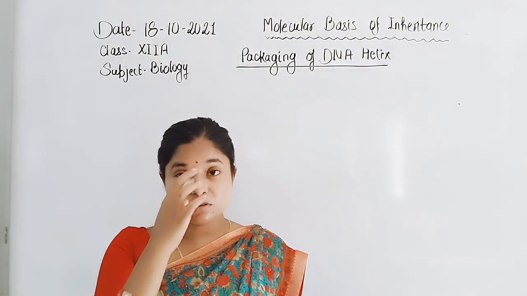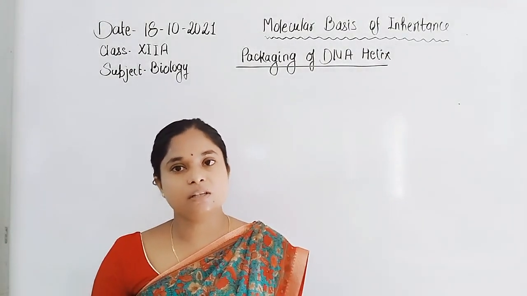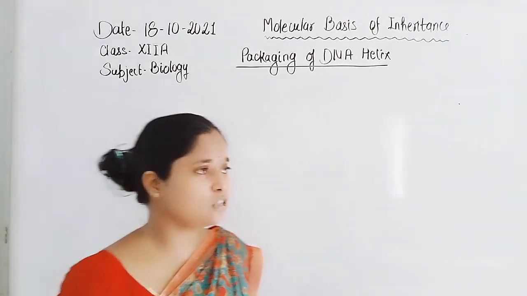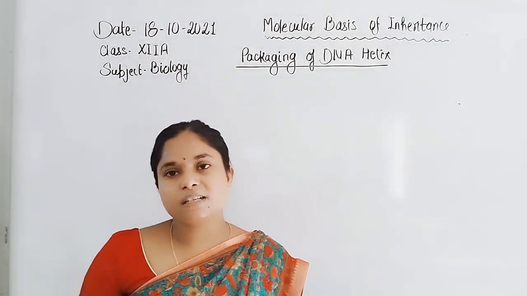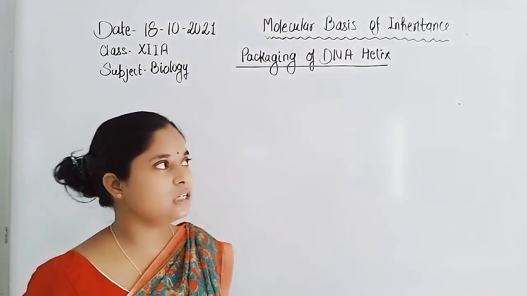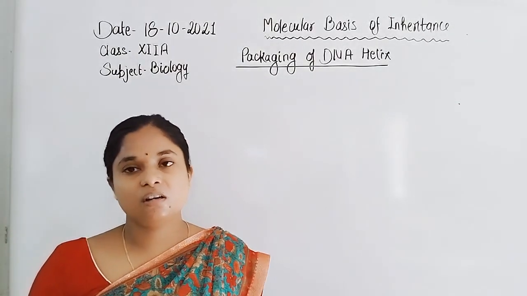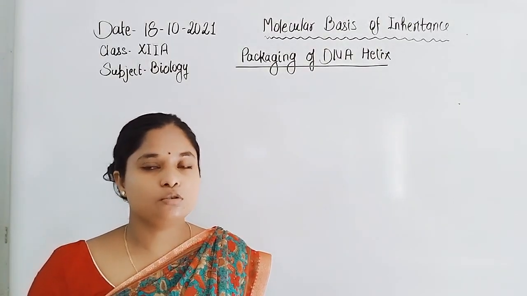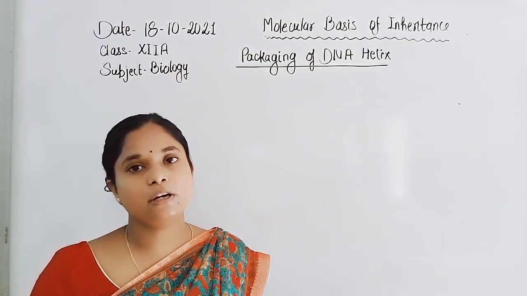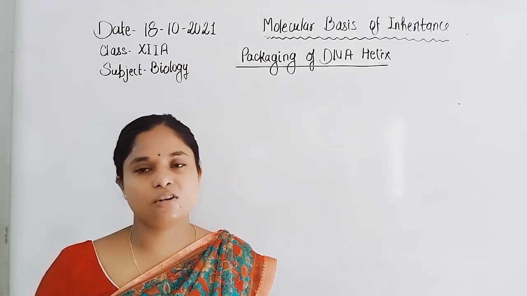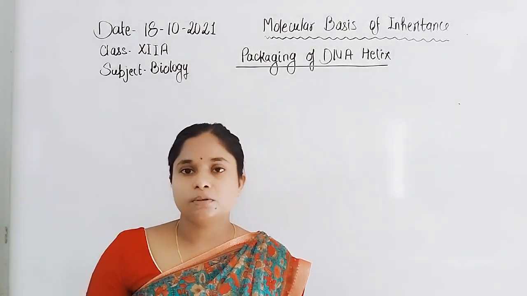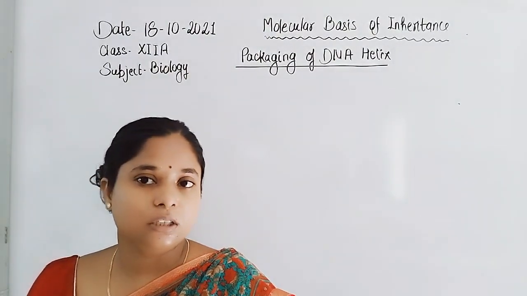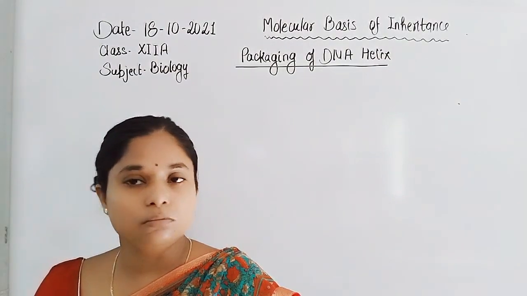In this class, I am going to start with another important topic of chapter Molecular Basis of Inheritance, and the topic is packaging of DNA. In the packaging of DNA, as we know, DNA is a double helical structure, and the diameter, or width, of DNA is about 2.0 nanometer or 20 angstrom. Now, the length of DNA in our body is about 2.2 meter.